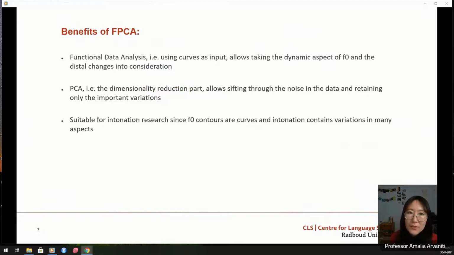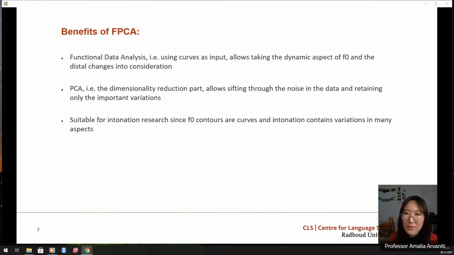The benefit of FPCA is that from the functional data analysis, that is using curves as input, it allows us to take the dynamic aspect of the F0 and the local changes into consideration. And the PCA part, which is the dimensionality reduction part, allows us to sift through the noise in the data and retain only the important factors, important variations. And it is suitable for intonation research since F0 contours are curves and intonation contains a lot of variations in many aspects.